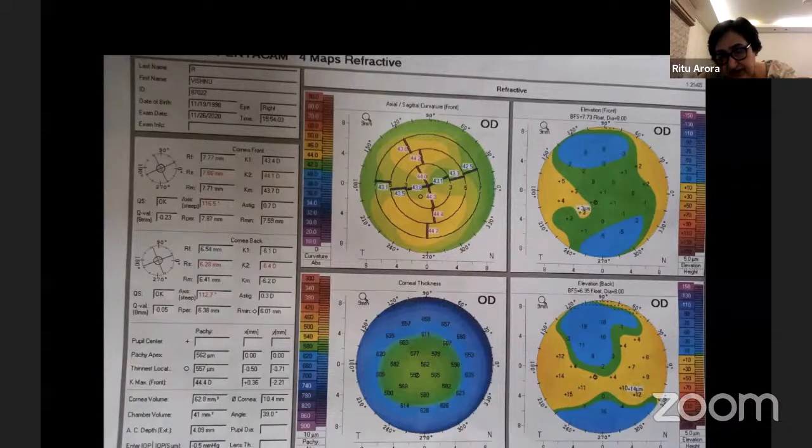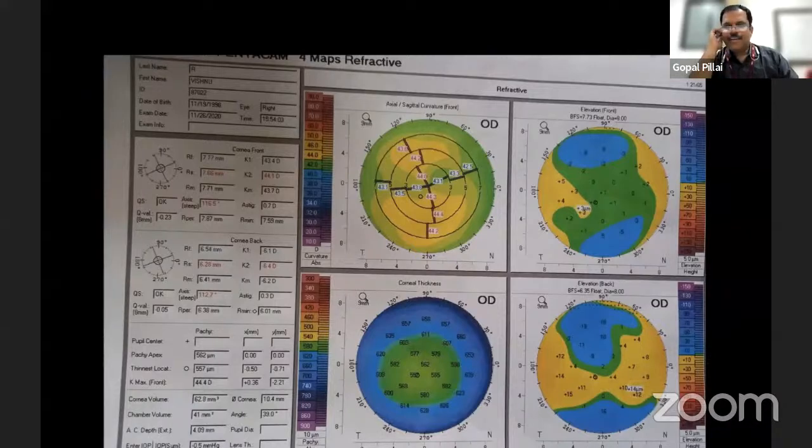And usually you can see here in elevation back also. You can see this small circle here. Elevation front also.